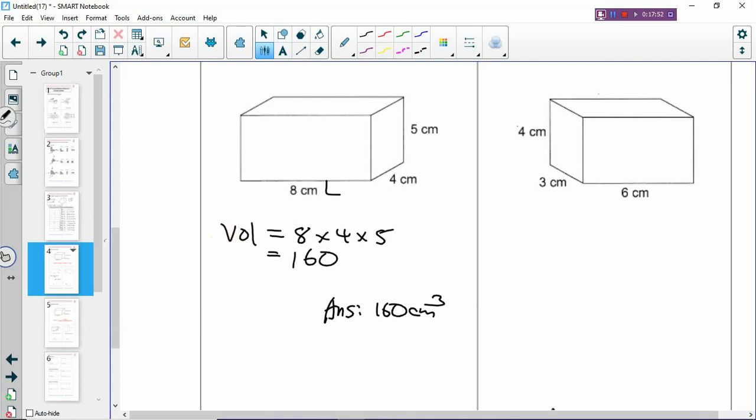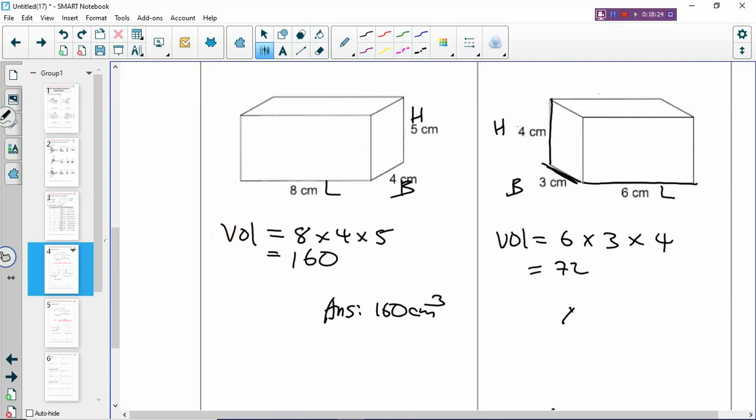And by the way, the length is the longer side, the breadth is the shorter side, and the height will be how tall. How high is the cuboid? Alright, how about the next one? So volume of the cuboid is equal to length times breadth times height. So where's the length? The length is the longer side over here. So every time you have the word length, that is the longer side, and the breadth is the shorter side, and the height will be how tall, or how high. How tall is the cuboid? Alright, and then what do you get? You will get 72. So the volume of this cuboid is 72 cm cube.